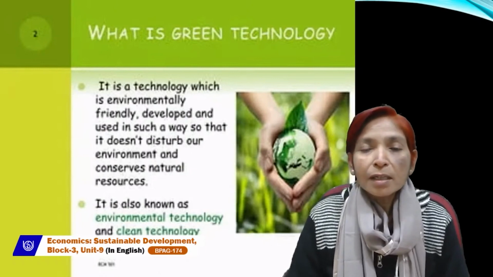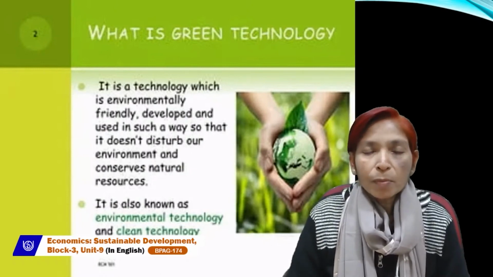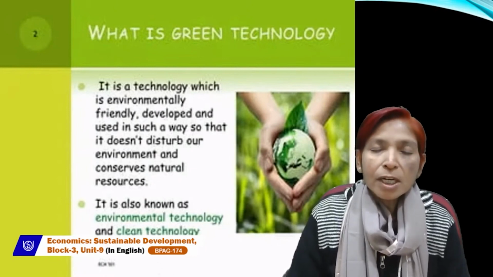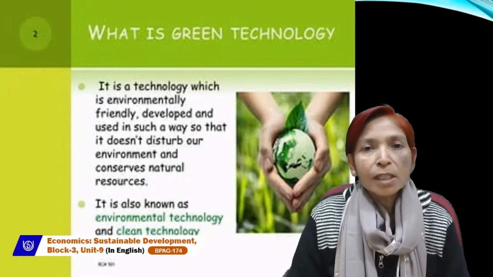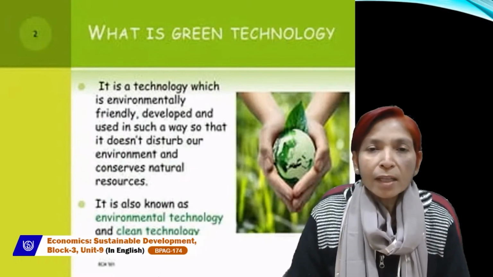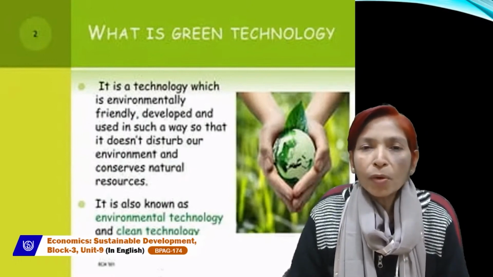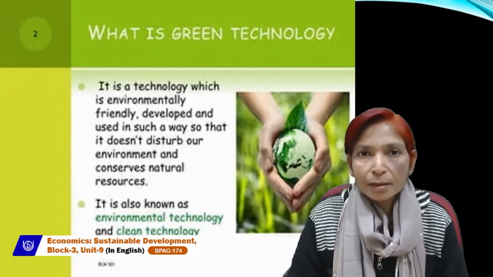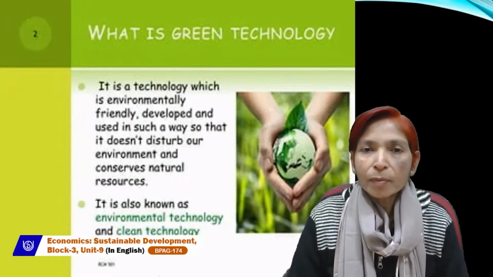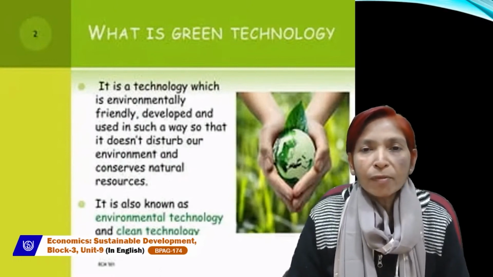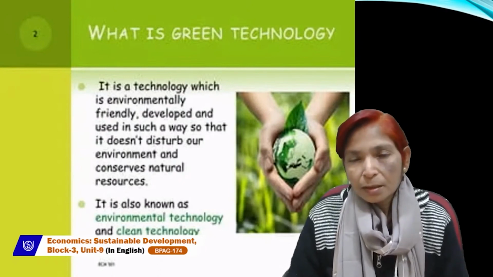Technology is a very necessary thing for the production of goods and services. Each and every economy wants to achieve a higher growth rate. That's why they are producing more and more output so that their GDP will rise. GDP is gross domestic product. They are using the type of technology which is harming the environment.